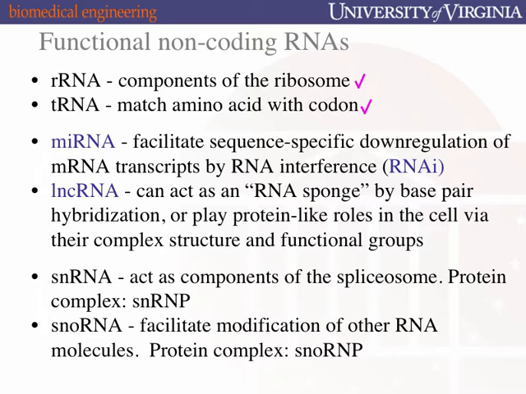For completeness, I'll put the other functional non-coding RNAs. Here, snRNPs you've heard about in splicing and things. snoRNA is another one that's important for ribosomal RNA synthesis in the nucleolus.